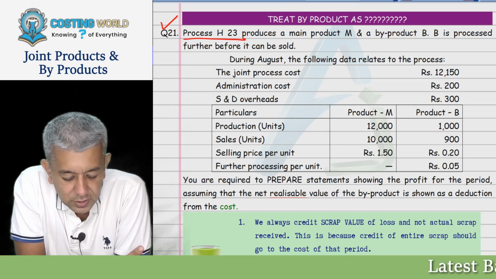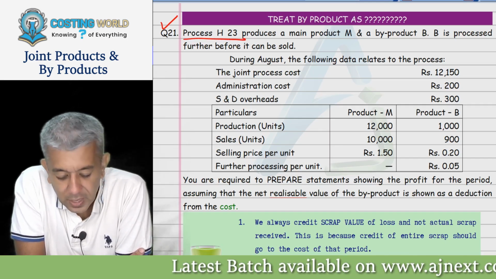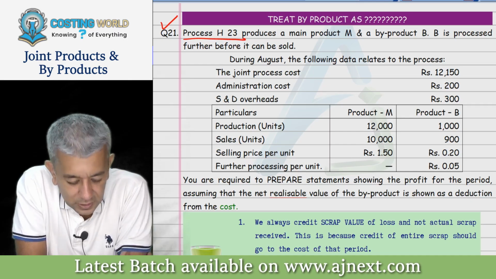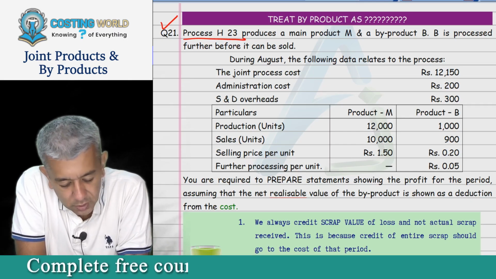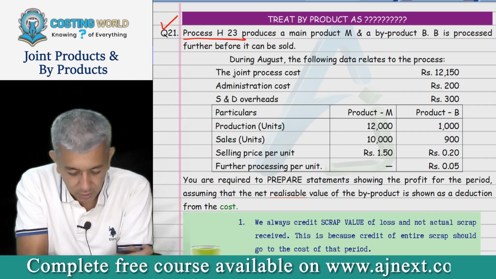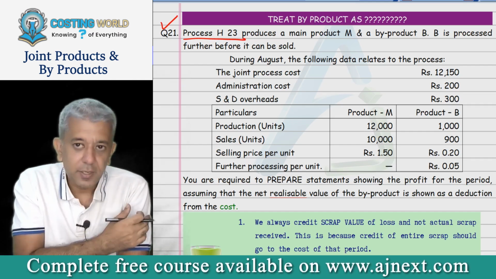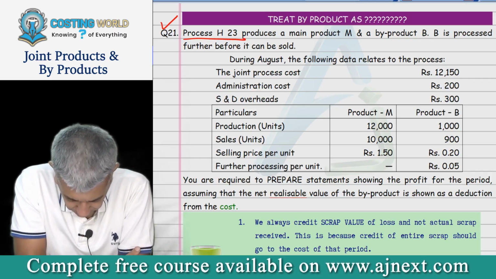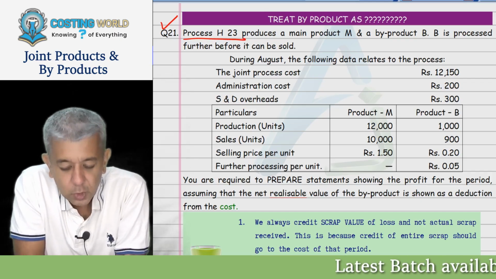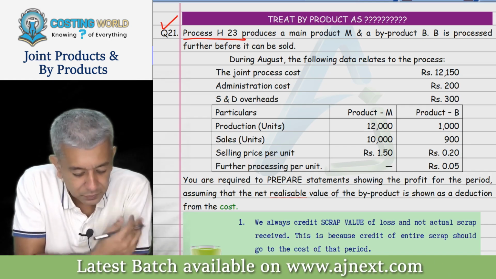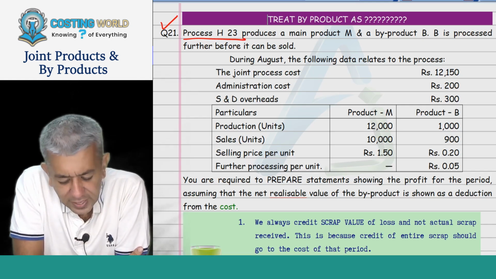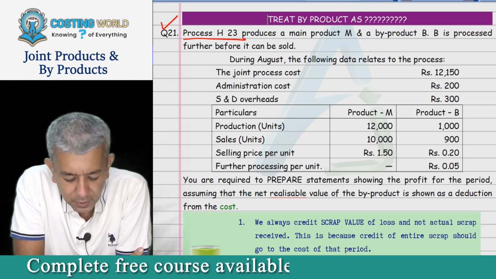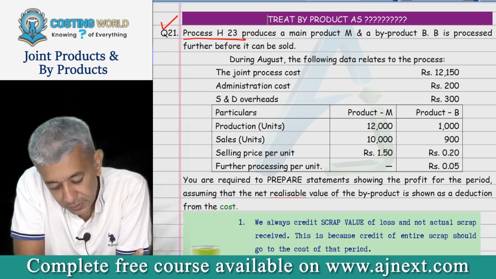H23 produces a main product M and a byproduct B. B is processed further before it can be sold. During August, the following data relates to the process. Joint process 12,150. Administration cost 200. S&D 300. Particulars: product M, product B.